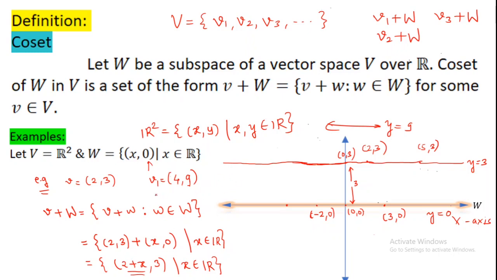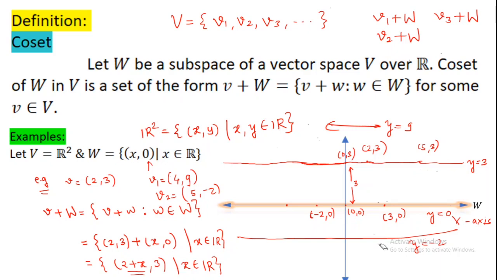Now if I take some other point v2, say 5 and minus 2. So for this point again, the coset totally depends on minus 2. So that is going to be the line y is equal to minus 2. So for this particular example, what are our cosets? They are nothing but lines parallel to the x-axis. Is that fine? For this particular example, cosets are nothing but the lines parallel to the x-axis.